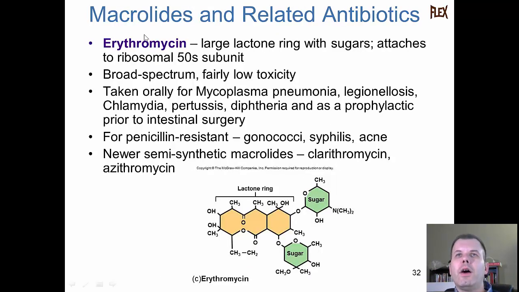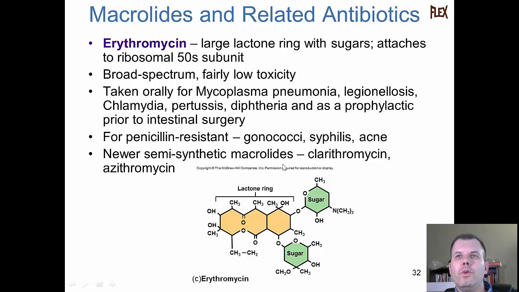Okay, now some of the other antibiotics are the macrolides, and these are erythromycin. And again, these attach to the 50S. A lot of times these prevent the clamping of the two together. And so again, we talk about erythromycin and some of these other ones that are produced. You can see there's a broad spectrum, low toxicity, so they're used for a lot of different drugs. And again, some are used for penicillin-resistant bacteria like syphilis and gonococcus and acne.